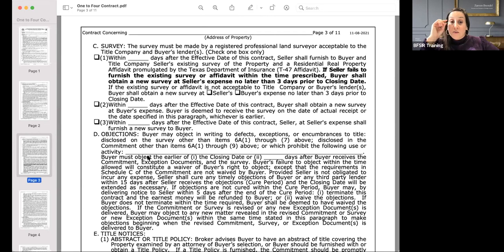The other thing is that we require, as our Briggs Freeman best practice, that when you take a listing, get them the T-47 and have them fill it out with the listing paperwork. You'll notice here in our bold and conspicuous language that if the seller fails to furnish the existing survey or the affidavit within the time prescribed, within the amount of time that you agree on in that first blank, then the buyer automatically gets a new survey at the seller's expense. And guess who usually ends up paying for that?